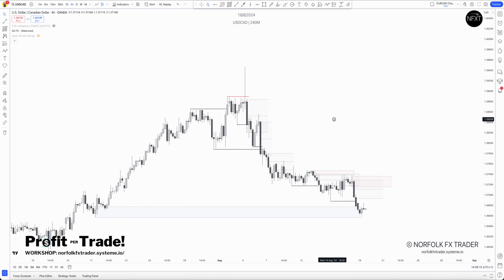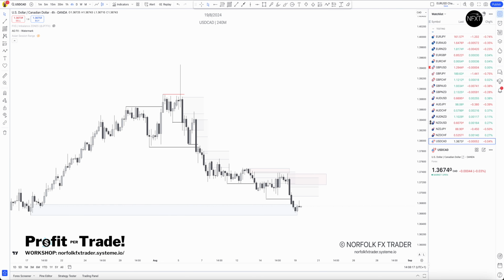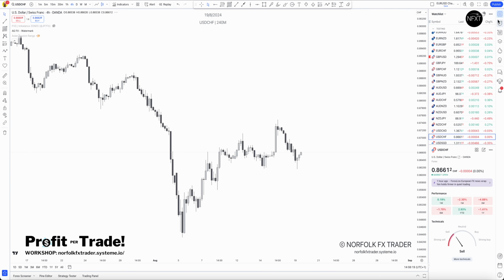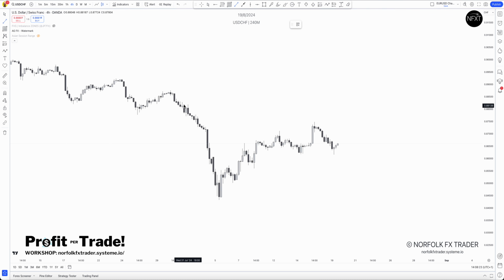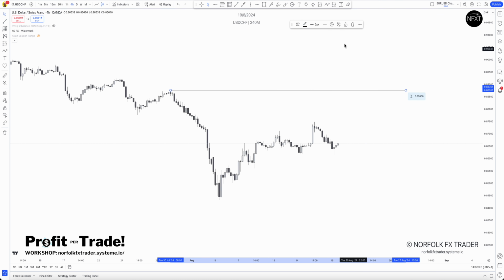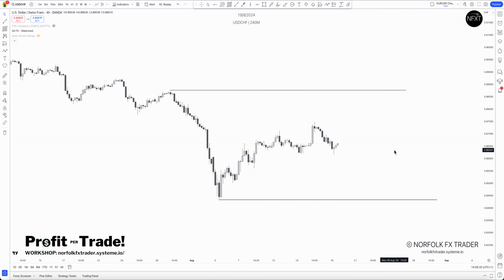Okay, so that's US dollar CAD. We'll look at the next pair, and that's US dollar Swiss franc. So we start with that structure. Let's look at the trading range first. There's our swing high, nice and quick. We know where the price is within. We know which way it's going. It's been going quite bullish.